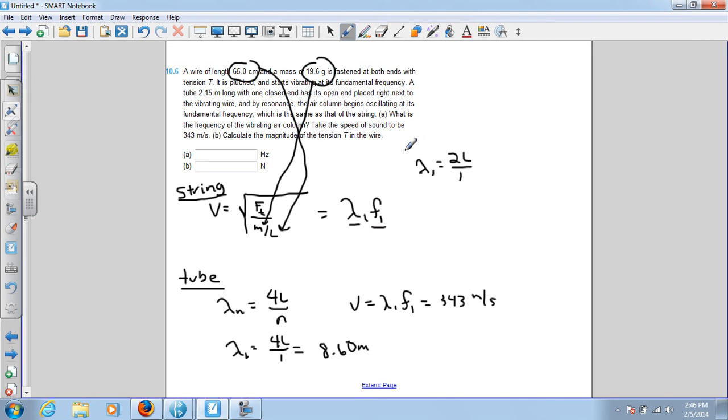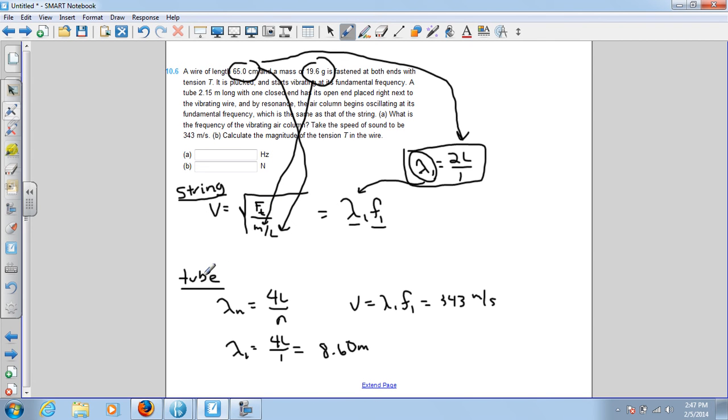Okay, and we know that for a string that is attached at both ends, this expression lambda_n equals 2L over n is true, and since it's the fundamental that pretty much vibrates when you pluck a string, we would use n equals 1, right? So again, using this, convert to meters, plug that in for L, that gives you lambda. That gives you the fundamental wavelength that you're going to be able to plug into there, all right? And then that's as much as we can do with the string because they didn't tell us the tension, okay?